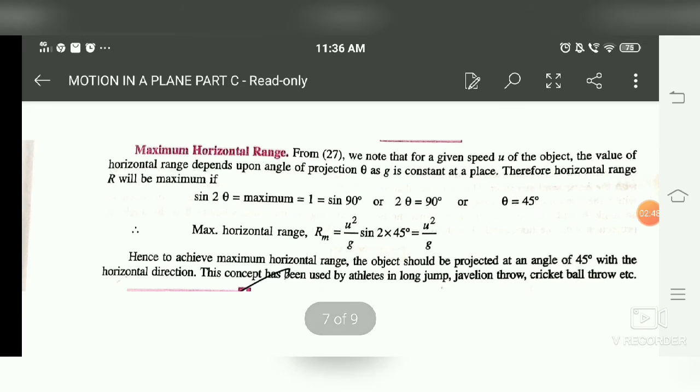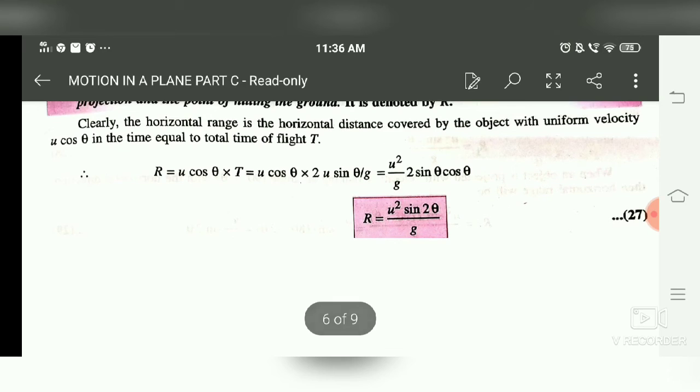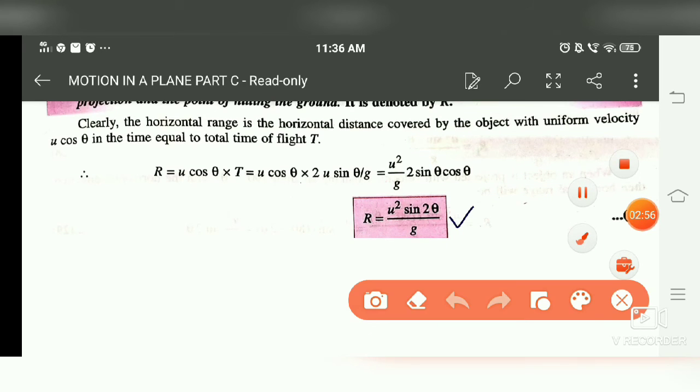Next, maximum horizontal range, means when the horizontal range will be maximum. We get horizontal range is equals to u square sin 2 theta upon g. It will be maximum when sin 2 theta is equals to 1. We know that the maximum value of sin is 1. So when this is equals to 1, in that case horizontal range is maximum.